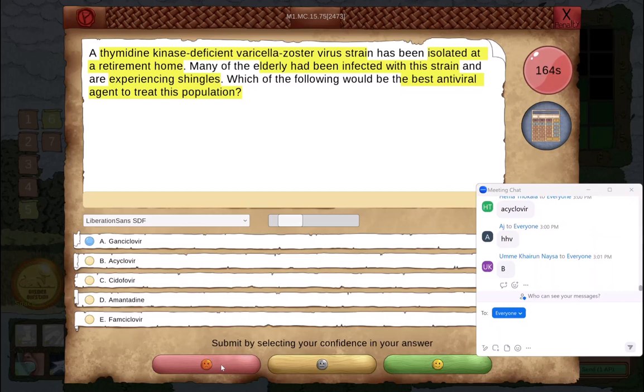So ganciclovir is usually to do with CMV. So I almost never choose ganciclovir unless we're talking about CMV. So if they tell you it's varicella zoster, you can't choose it, only by virtue that it's not CMV.